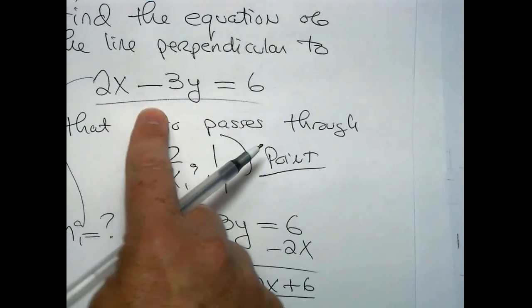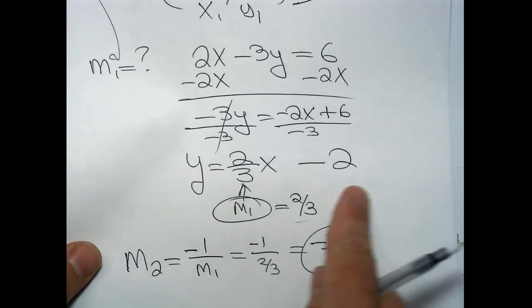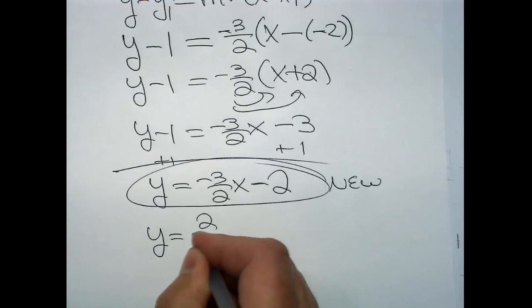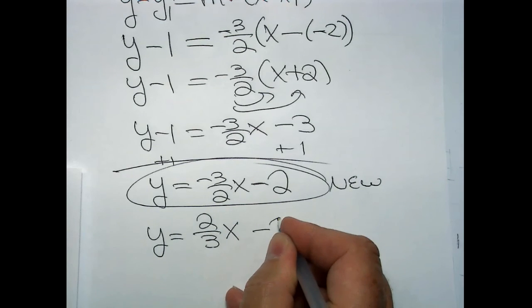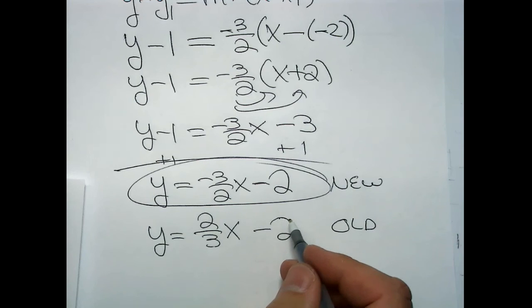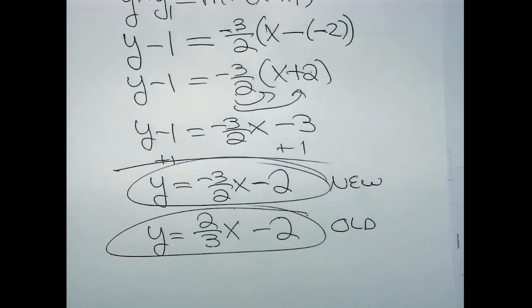The old line is right here, but I went ahead and solved for the old line in slope-intercept form. So let's write that down. Well, something happened here that I wasn't expecting. They both have the same y-intercept. That does not happen all the time.